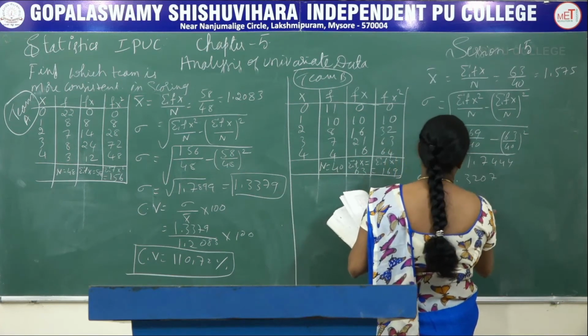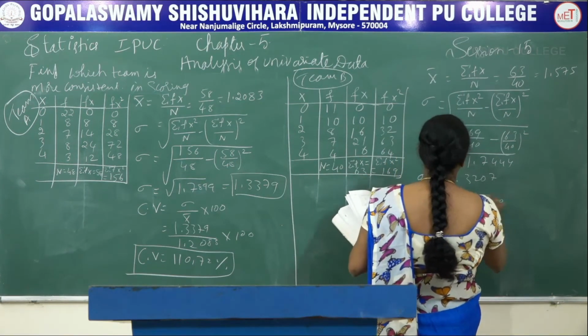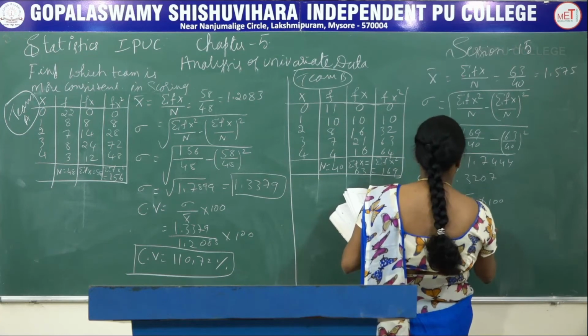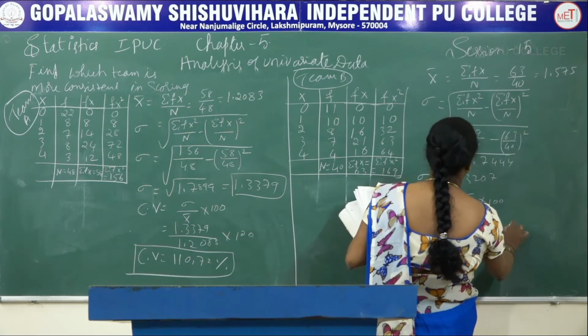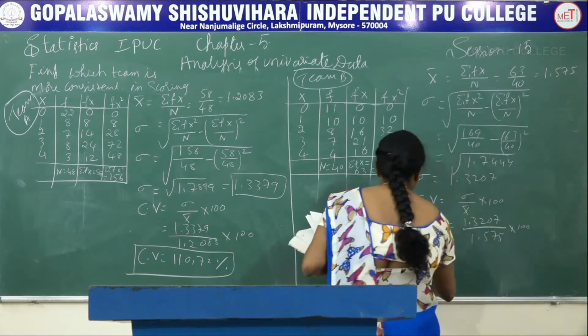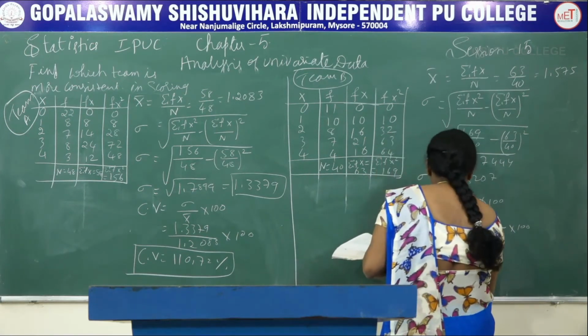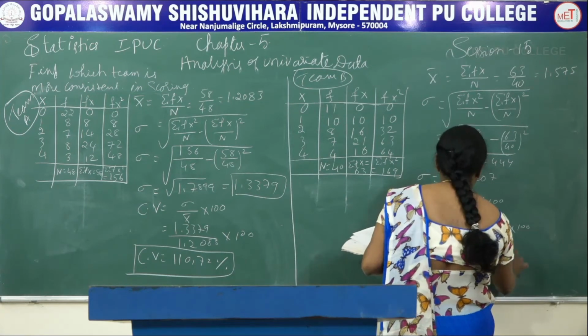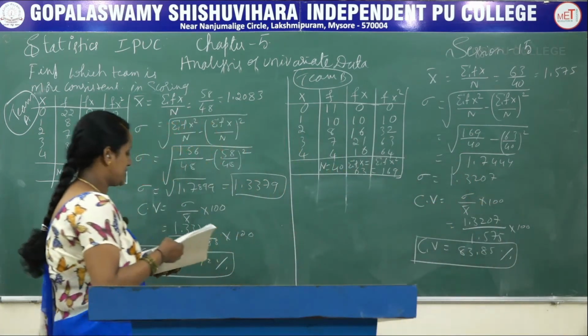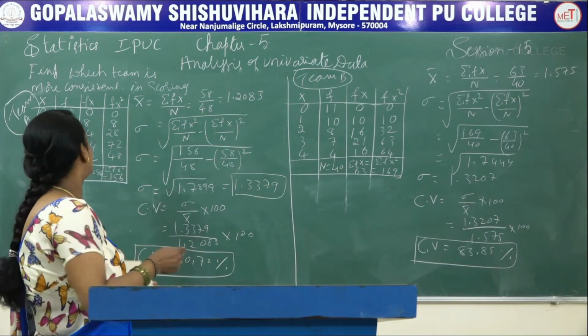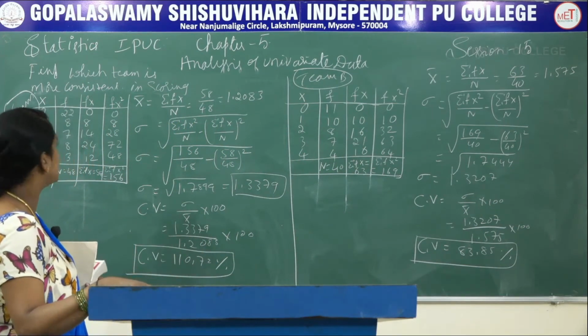Then find the CV for team B. This is sigma by x bar into 100. This is 1.3207 divided by 1.575 into 100. So CV for team B is 83.85%.